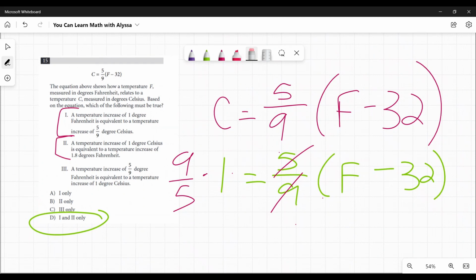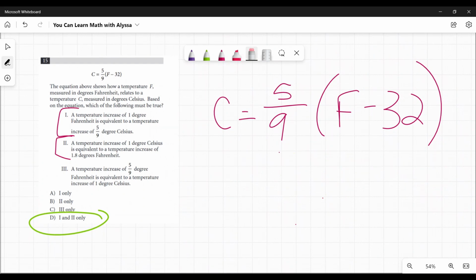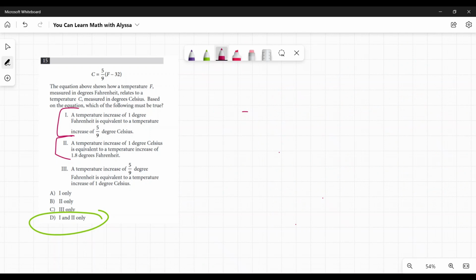I think just looking at this logically about what you know about the Celsius and Fahrenheit scales, if you're not remembering the relationship offhand, I think it's probably the best way to approach this problem.